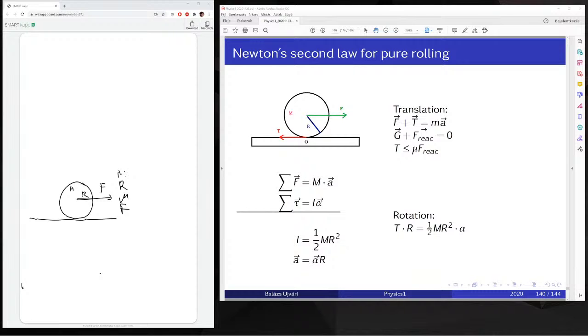Of course, we can use the easiest boundary conditions: x at t equals 0 is 0, v at t equals 0 is 0, the initial angular displacement is 0, and the initial angular velocity is also 0.